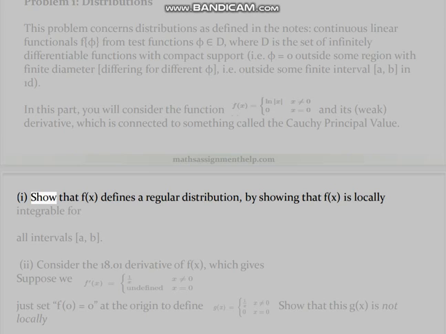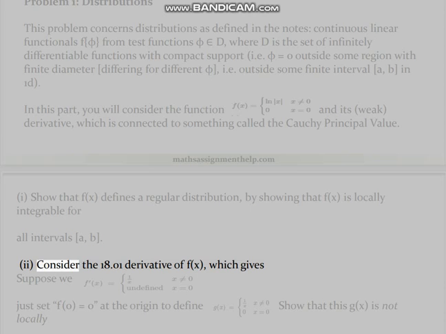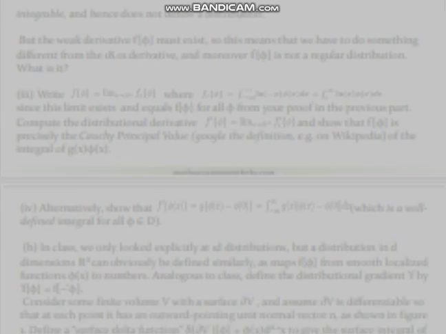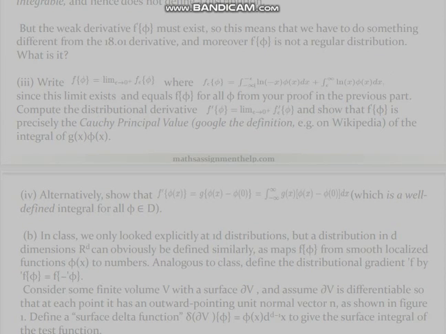1. Show that f(x) defines a regular distribution by showing that f(x) is locally integrable for all intervals a, b. 2. Consider the 18.01 derivative of f(x), g(x). Suppose we just set g(0) equals 0 at the origin to define it. Show that this g(x) is not locally integrable and hence does not define a distribution.